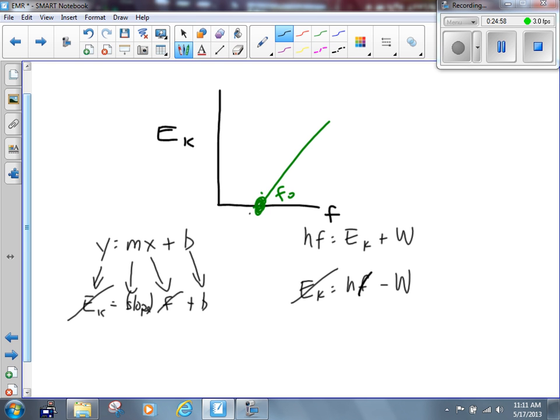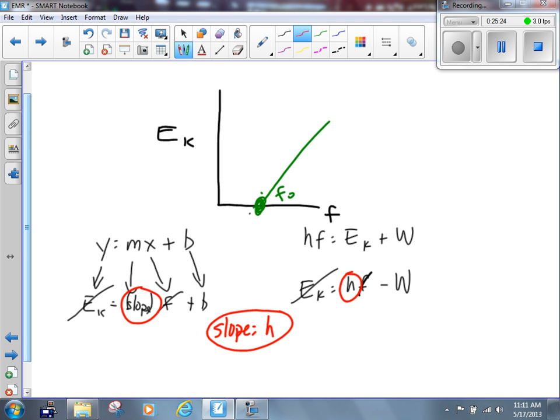What are we left with? Well, we're left with slope attached to F and H attached to F. Therefore, we're going to say slope is equal to H. Slope is Planck's constant. How do you think we found the value of Planck's constant? How do you think we know it's 6.63 times 10 to the minus 34? Because it's the slope of an EK versus F graph.